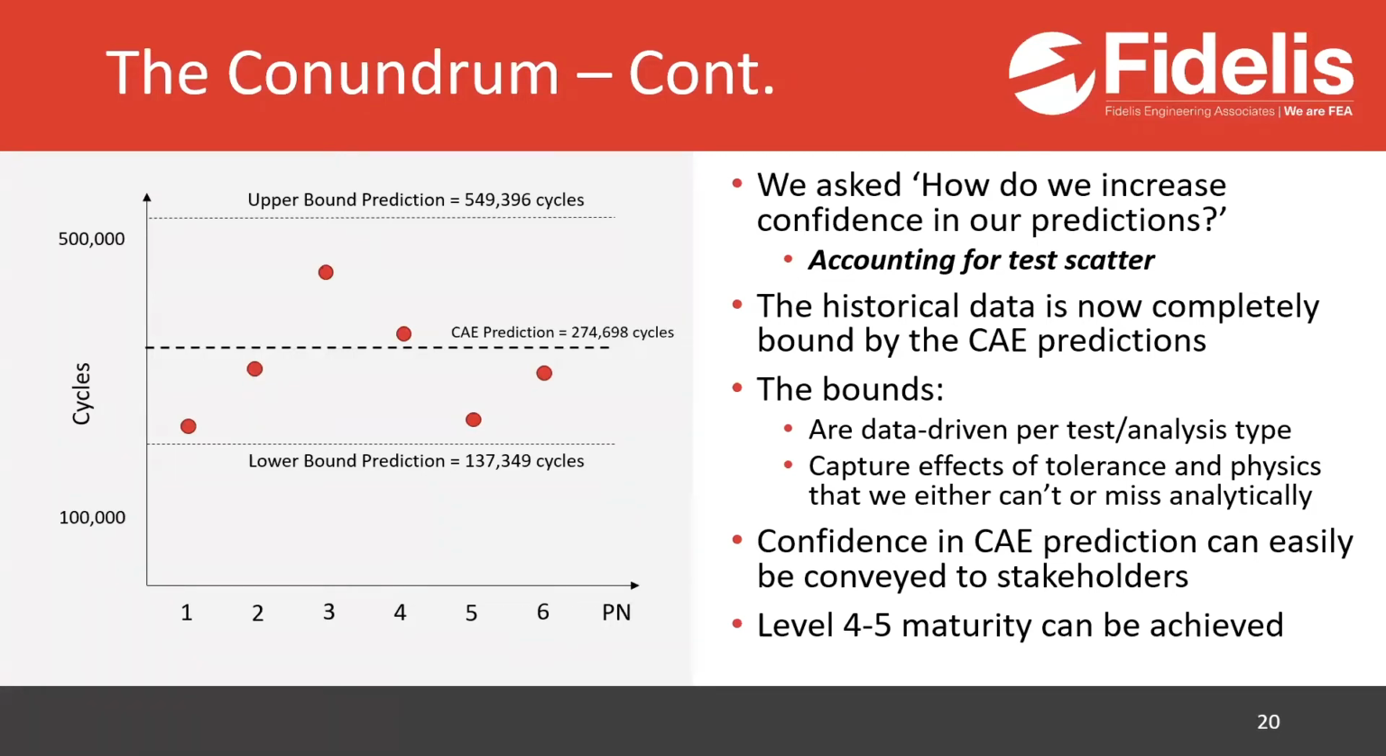We've got data-driven statistical analysis, and even more importantly, we capture in effects of physics and tolerance that we either couldn't predict or we don't want to try and predict. So let's imagine a second phase particle was the cause of a fatigue initiation. We can't predict every single possible location of a second phase particle in a component. That would be literally impossible. This methodology allows us to capture unknown physics using historical data. We've now achieved level 4 or 5 maturity in our CAE method.